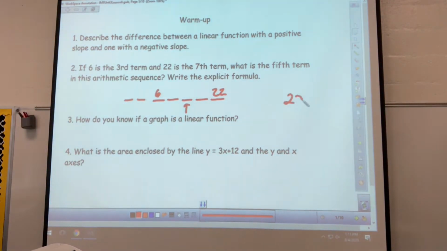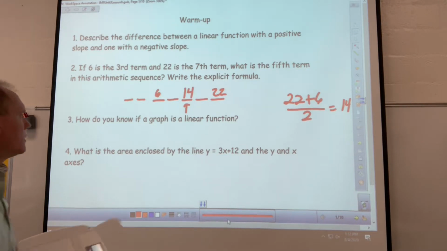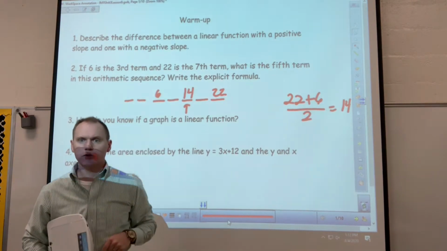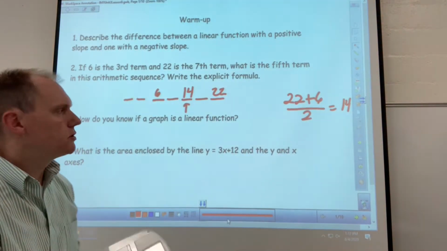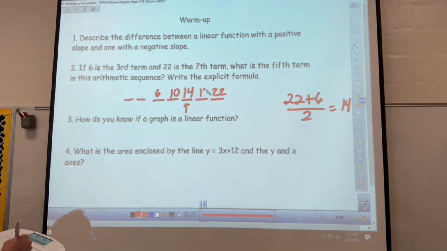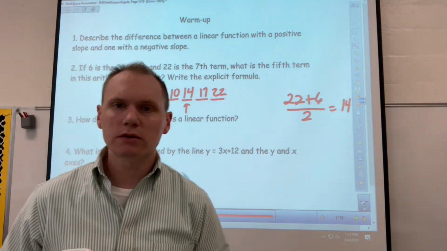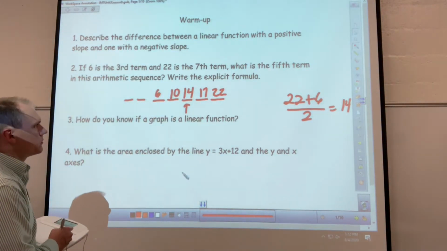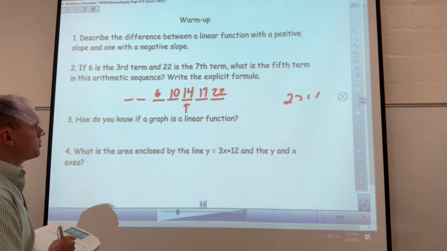So we get 22 plus 6 is 28 divided by 2 is 14. So 14 is here. And then if we wanted to, we could average these two to get this one. So 14 and 6 is 20 divided by 2 is 10. So you can start to see what's happening here. It looks like we have an arithmetic sequence with a common difference of 4. So from there we can create our explicit formula.